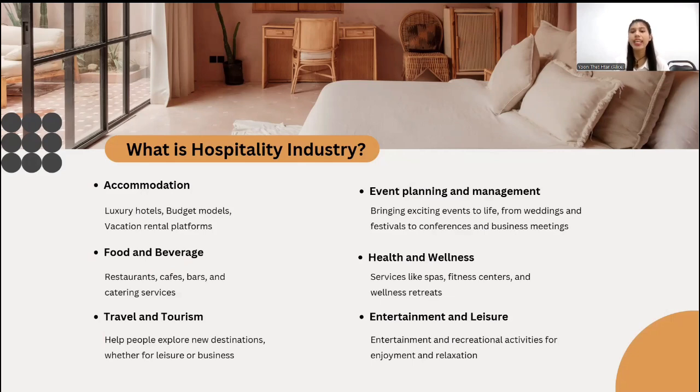The next thing is event planning and management, bringing exciting events to life, such as weddings and festivals, to conferences and business meetings. And the hospitality industry also takes a role in health and wellness, providing services like spas, fitness centers, and wellness retreats. And entertainment and leisure, by creating recreational activities for enjoyment and relaxation. So that is the hospitality industry. Let's dive into the next slide.